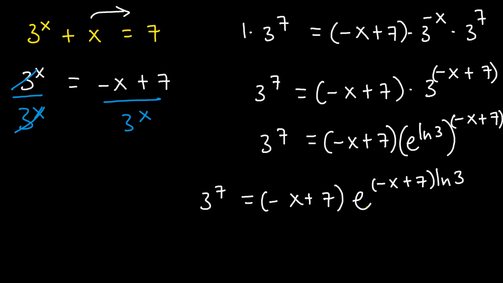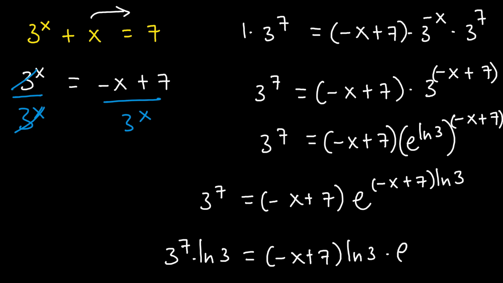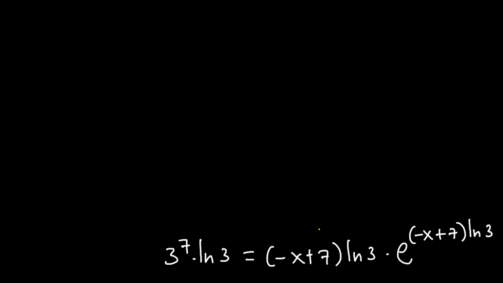Now at this point, what should we do? Notice that here we have natural log of 3, but here we don't have it. So let's multiply both sides by natural log of 3. So we shall have 3 to the power of 7 times natural log of 3 equaling negative x plus 7 times natural log of 3 and then times e to the power of negative x plus 7 times natural log of 3. And as you can see, this is the same as this.